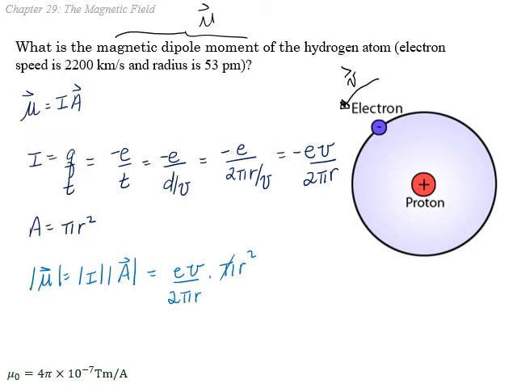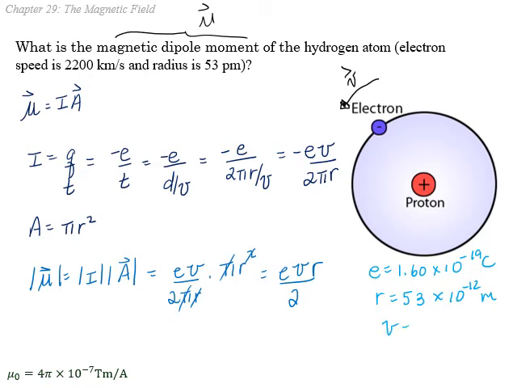You might notice that this simplifies a little bit. Our pi's cancel and one of our r's cancels to leave us with E times the speed times the radius divided by 2. For our numbers here, E is 1.60 times 10 to the minus 19 coulombs. R is the radius, 53 times 10 to the minus 12 meters. V is the speed, 2200 kilometers per second. So 2200 times 10 to the 3 meters per second.